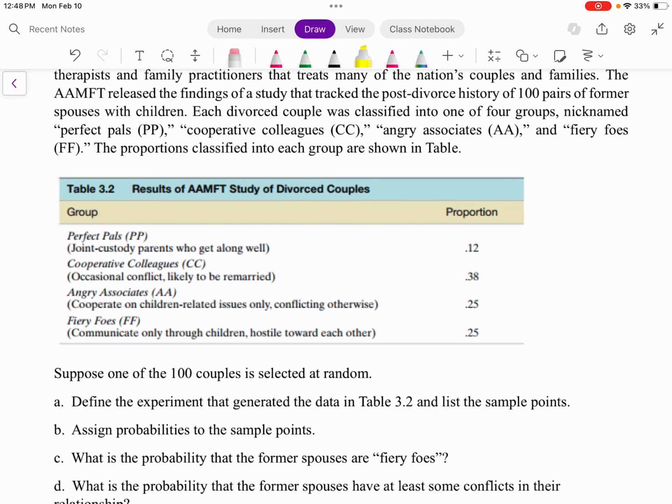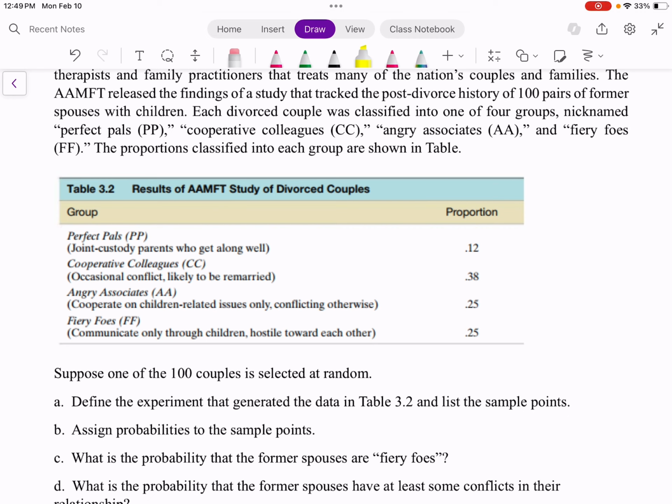Now, what are the possible sample points for this experiment? How many sample points do we have? We have a deck of cards, right? And how many cards do we have? 52, right? All those are different, they are unique, right? So we have 52 sample points. You don't need to list all those 52, you can just do that in your head.